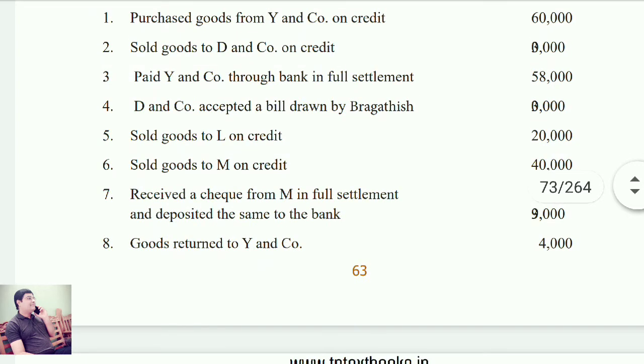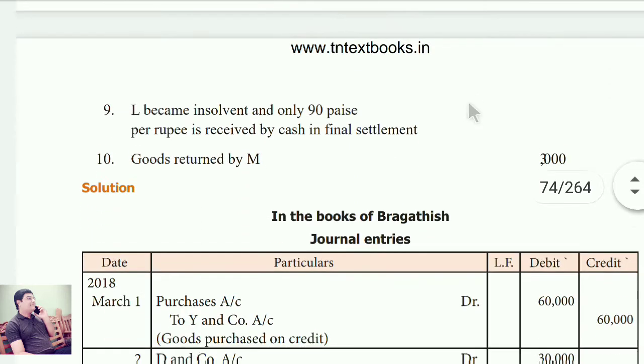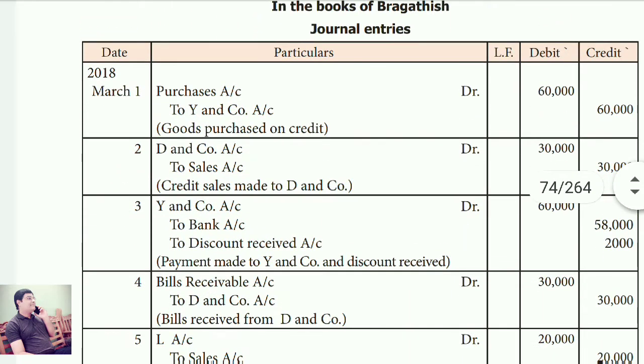Second question: sold goods to D and Company on credit. So sold goods to D and Company. When we sold goods to D and Company, the entry is D and Company account debit to sales account, rupees 30,000.